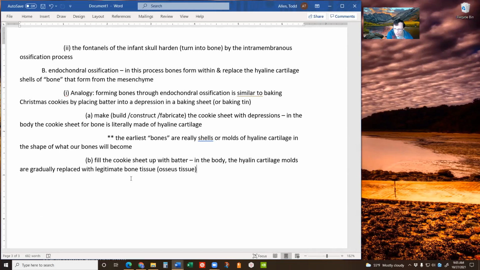So stage 1, figure 6.6. Stage 1, development of the cartilage model. The mesenchymal cells develop into chondroblasts. Chondroblasts are cartilage building cells. Just like osteoblasts are bone building cells, chondroblasts are cartilage building cells. So stage 1, development of the cartilage model. Mesenchymal cells develop into chondroblasts, which form the cartilage model, okay? Here we're building our cookie sheet. We're actually manufacturing our cookie sheet.